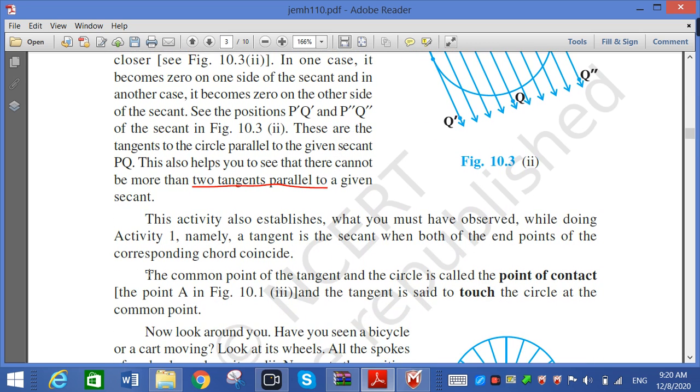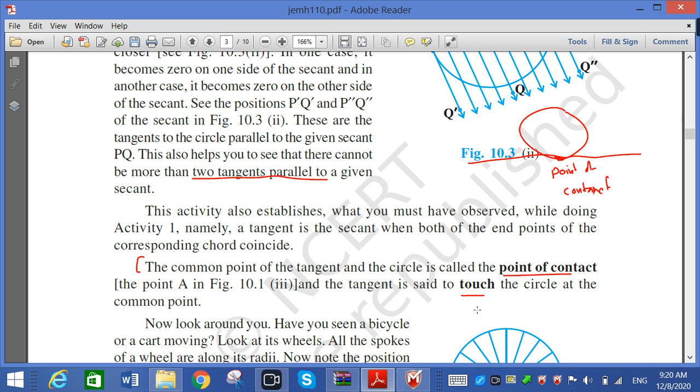Now, the common point of a tangent and the circle is called the point of contact. So if I draw one tangent here, this is called the point of contact. The point A in figure 10.1, and the tangent is said to touch the circle at a common point.